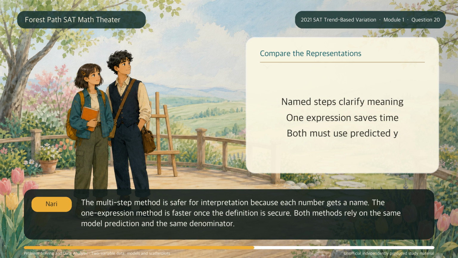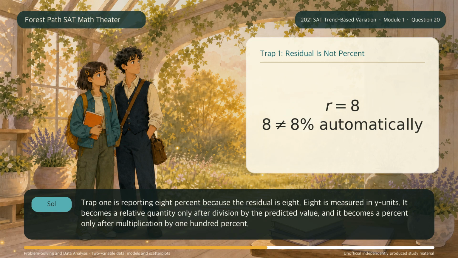The multi-step method is safer for interpretation because each number gets a name. The one-expression method is faster once the definition is secure. Both methods rely on the same model prediction and the same denominator. Trap 1 is reporting 8% because the residual is 8. 8 is measured in y units. It becomes a relative quantity only after division by the predicted value, and it becomes a percent only after multiplication by 100%.